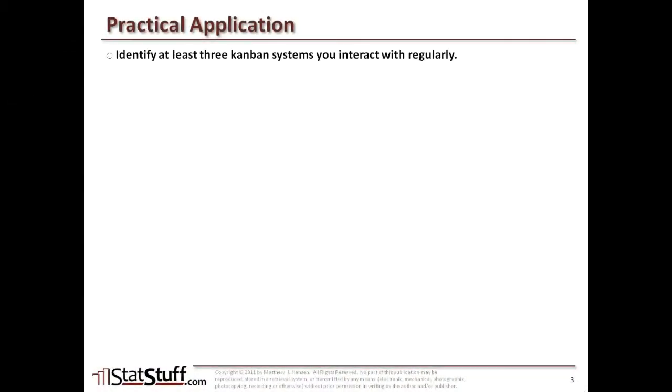All right, before we close this lesson, let's discuss how we can apply some of these concepts in a practical way. What I'd like you to do is just look at the different areas of your life and then try to identify at least 3 different types of Kanban systems that you probably interact with on a regular basis. First of all, for each of those, try to describe what is the process that's being affected by the Kanban system, and what are the visual cues that are used within each of those processes.